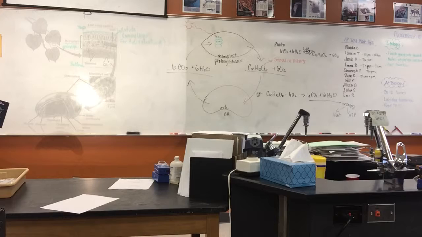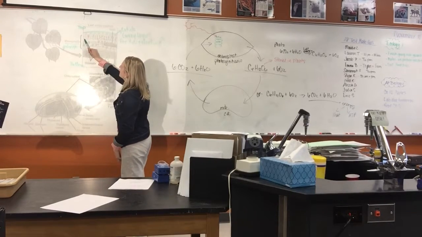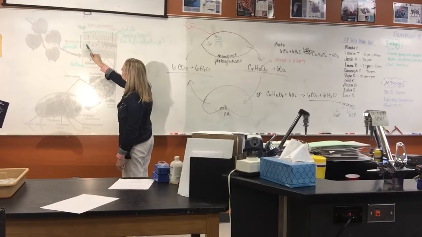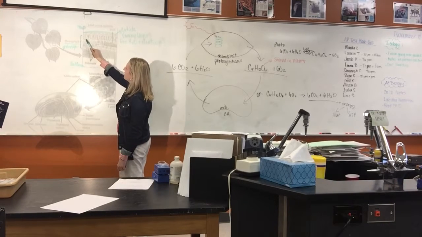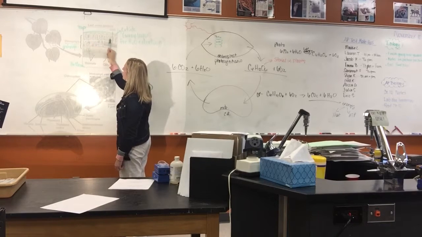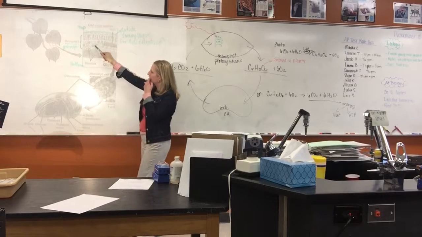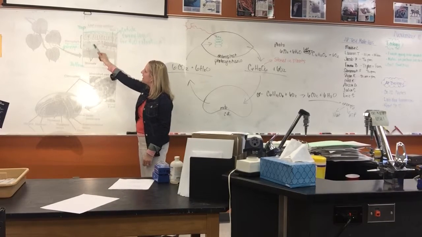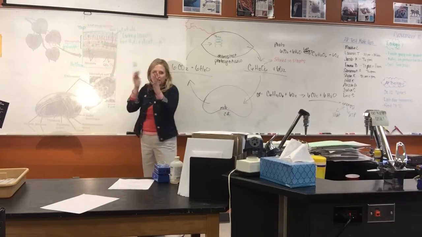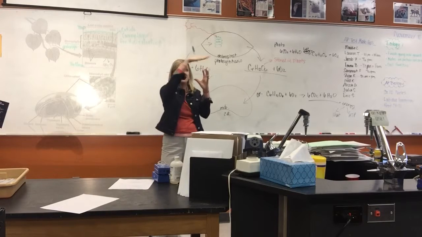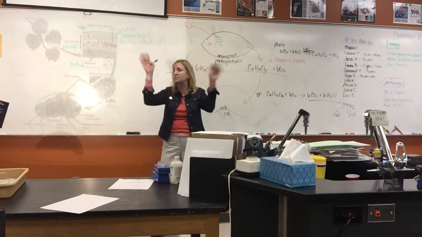Notice here that if you look at these cells, this is part of the mesophyll layer and this is part of the mesophyll layer. Notice that these cells are nice and stacked neatly together, and this is more haphazard. Sometimes they call this the spongy mesophyll layer because the cells are not packed very close together. So what happens is there are air spaces between them.